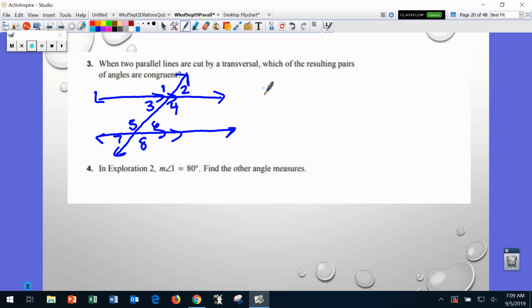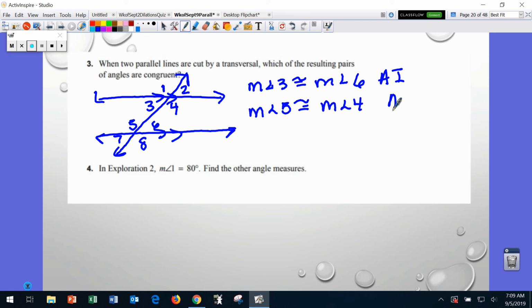Now I'm going to go quickly and knock out some of these rules. Okay, so I'm going to go to the inside of the lines first, and I'm going to say the measure of angle 3 is congruent to the measure of angle 6, and they're called alternate interior angles. It says which of the resulting angles are congruent, right? So the measure of angle 4 is congruent to the measure of angle 5 because they are alternate interior angles. They're on the inside of the parallel lines and they're on opposite sides of the transversal.